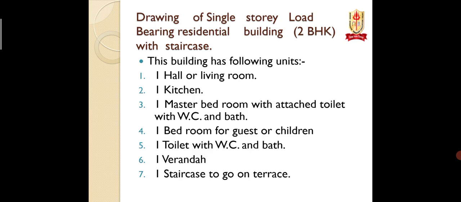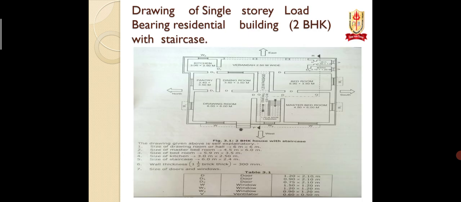The drawing of a single storey load bearing structure, that is a residential building of 2 BHK with a staircase. The units which we need in this are one hall or one living room, one kitchen, one master bedroom with an attached toilet with WC and bath, then one bedroom for a guest or children, one toilet with WC and bath, one veranda, one staircase going to the terrace. So this is a plan which we can draw as a development plan for 2 BHK.